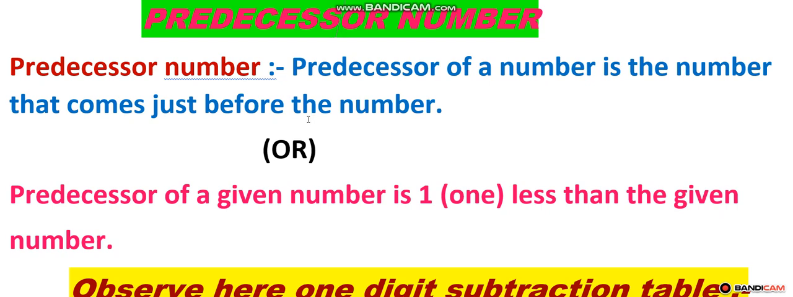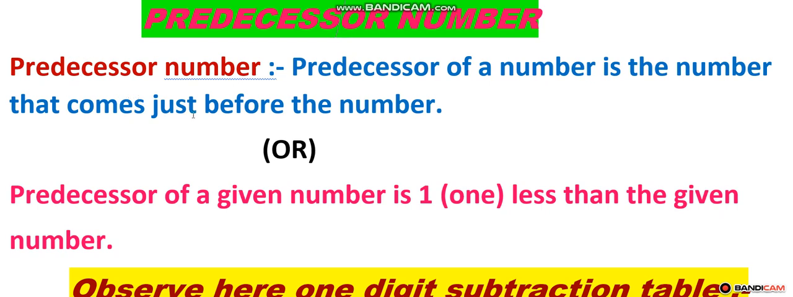5 just before, what do you get? 4. Yes, like that. 8 just before, what do you get? 7. You know about the before number. Instead of the before number, here we are using predecessor number. Why? Because you are growing up children, you want to learn more words. That's why instead of the before number, here we are using the predecessor number.